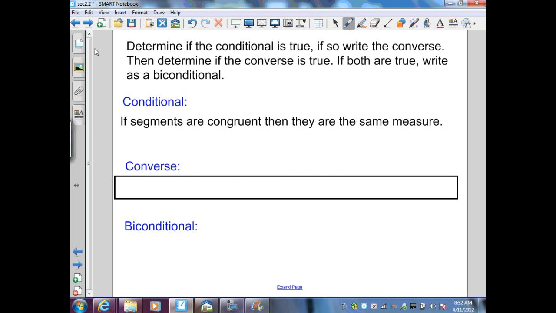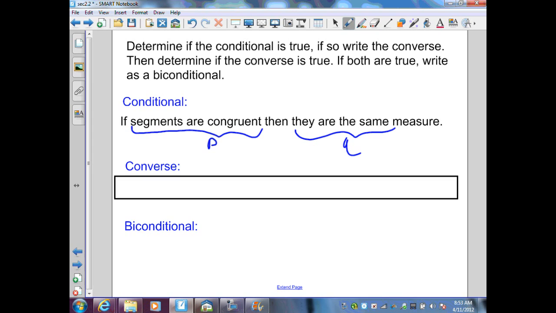In this example, they want us to determine if the conditional is true. If so, write the converse, then determine if the converse is true. If both are true, write as a biconditional. Here's our conditional. If segments are congruent, then they have the same measure. The first thing that we should always do when having a conditional is identify our hypothesis and conclusion, our P and Q. Our hypothesis is segments are congruent, P, and our conclusion, they have the same measure, is Q.